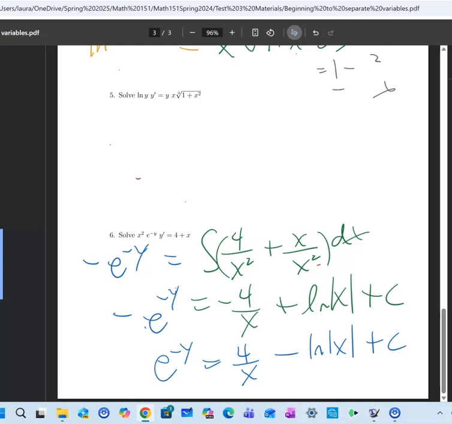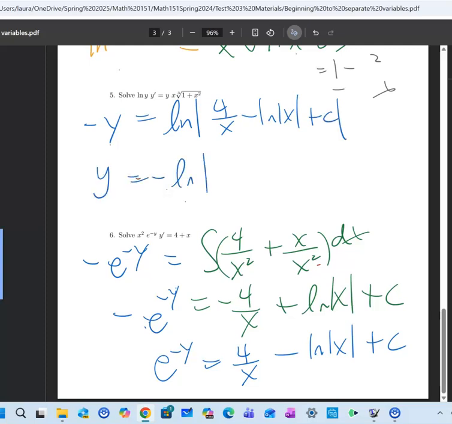And so then we want to take the ln of both sides. So if I take the ln of both sides, 4 over x minus ln of x plus a c, and then take the opposite of both sides. So negative ln of 4 over x minus ln of x plus a c. Wow. There you go.